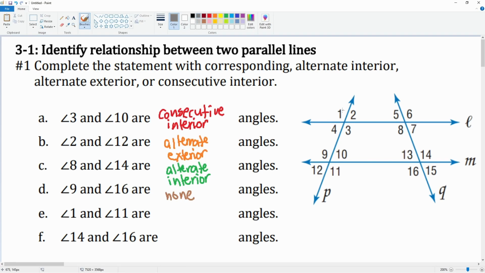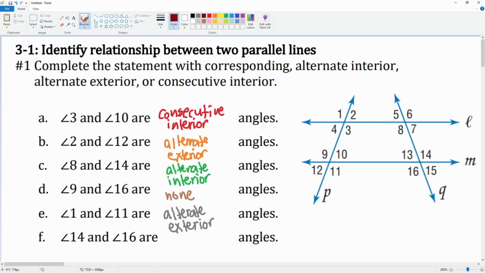Let's look at angle 1 and angle 11. Angle 1 and 11, here again, this is your parallel line that they're referring to. And then this is the transversal, okay? So this looks like it crosses the transversal, so it's an alternate, and it's on the outside. So it's an alternate exterior. Alternate because it crosses the transversal, and exterior because it's on the outside.